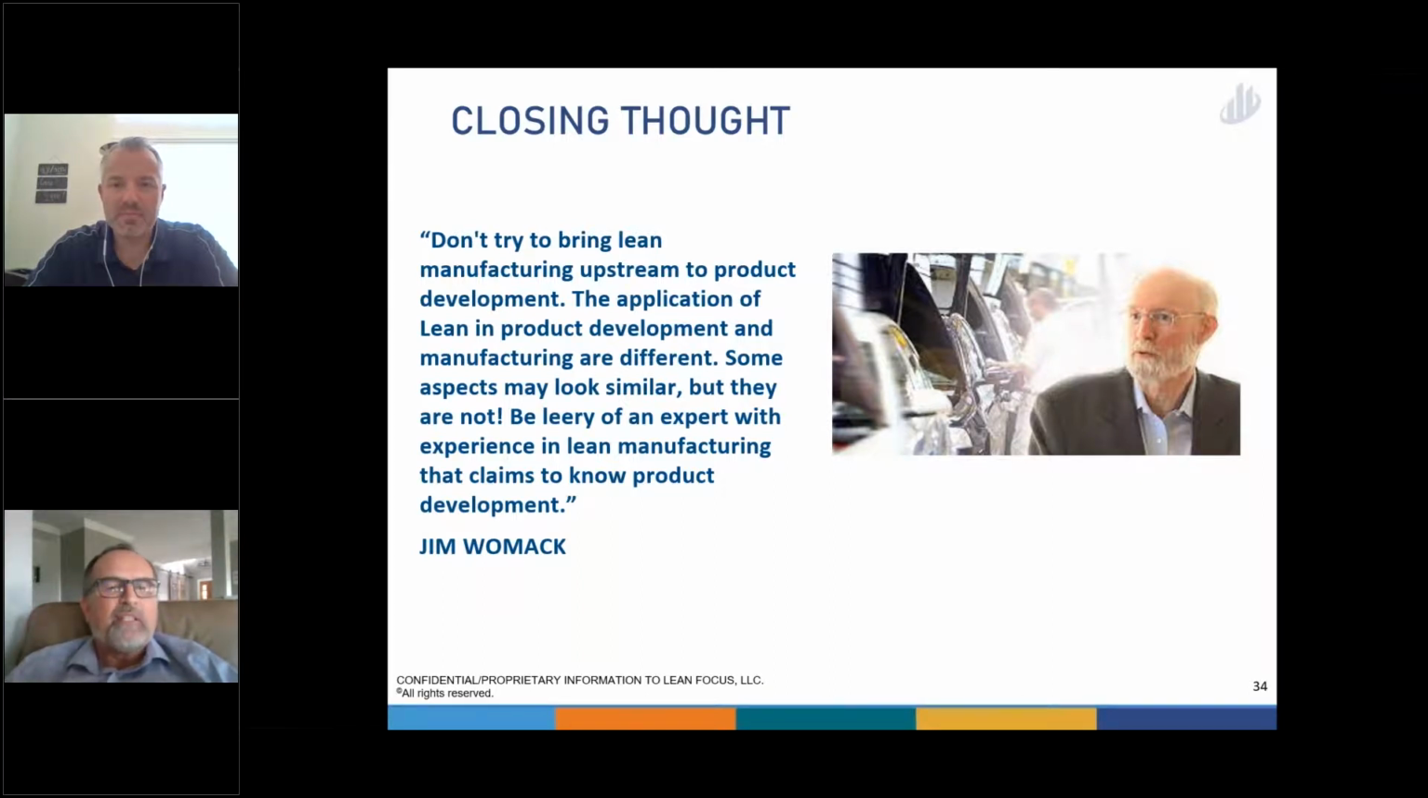So as Womack says, be leery of people who just bring tools directly from the factory floor into innovation.